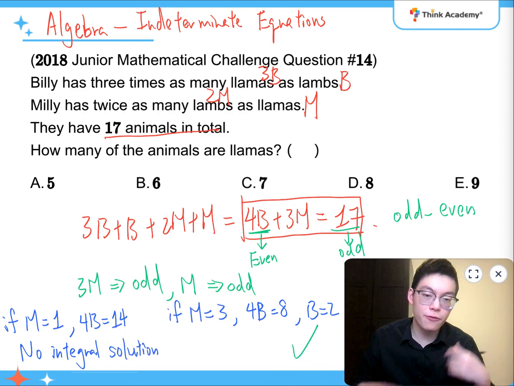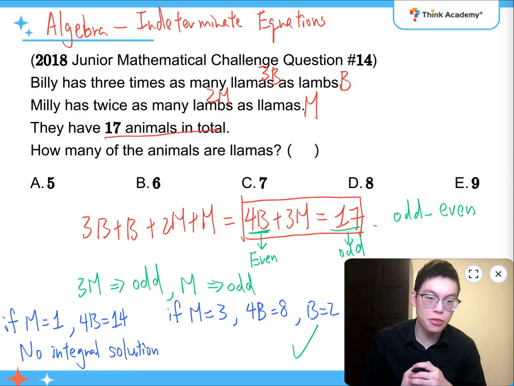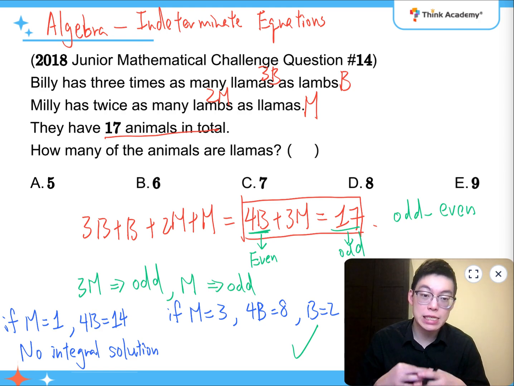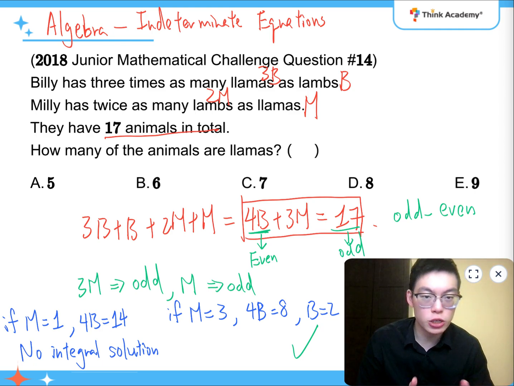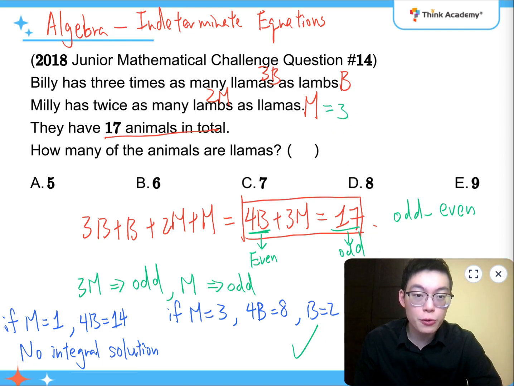And then when m is 5, of course you can see 3m will be 15, 4b will be 2, that's not possible. When m is 7, then 4b will be a negative number, right? So it means that this is the only set of solutions we have. M equals 3 and b equals 2.